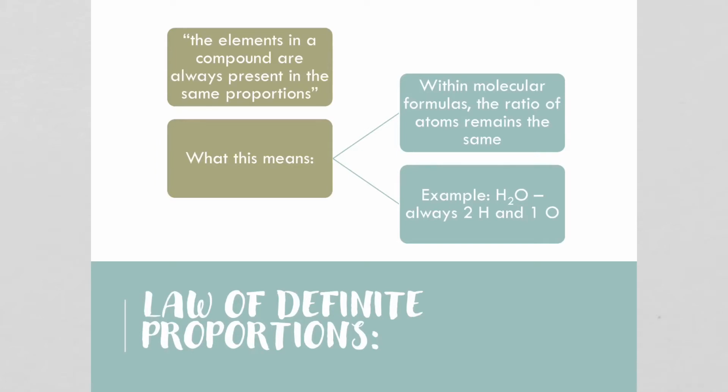The law of definite proportion states that the elements in a compound are always present in the same proportions. What that means is that within molecular formulas, the ratio of atoms remains the same. So for example, water always has 2 hydrogen and 1 oxygen atom. That can't change. If it changes, it's not water anymore.